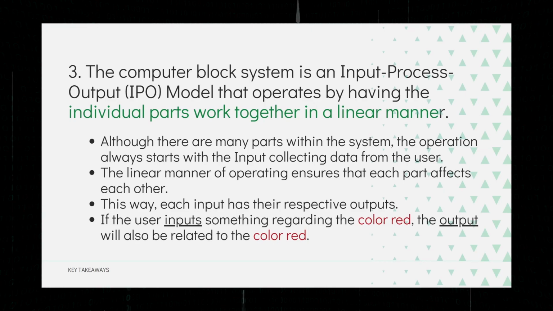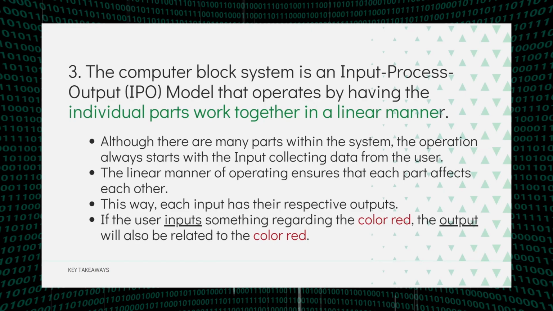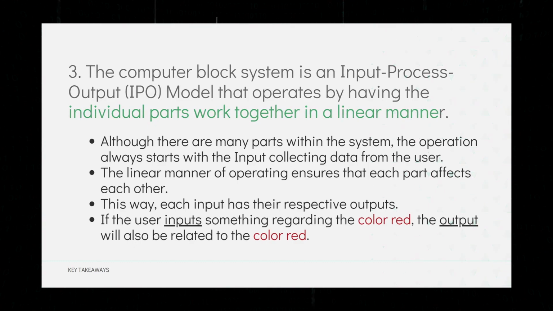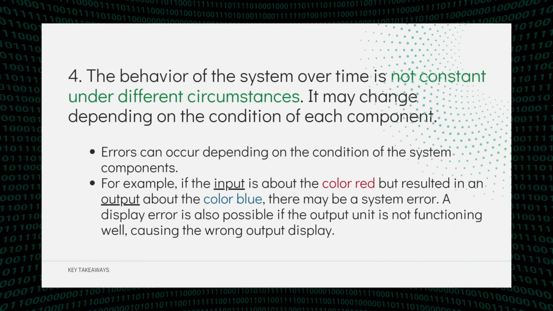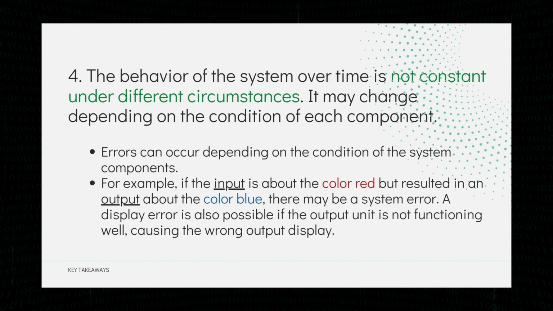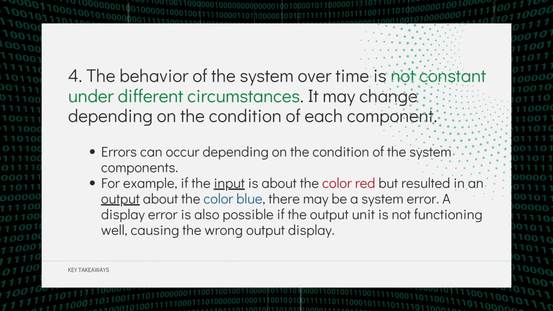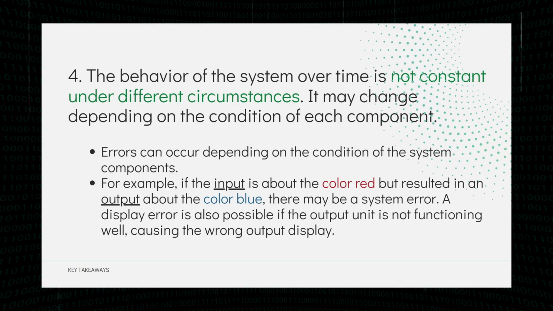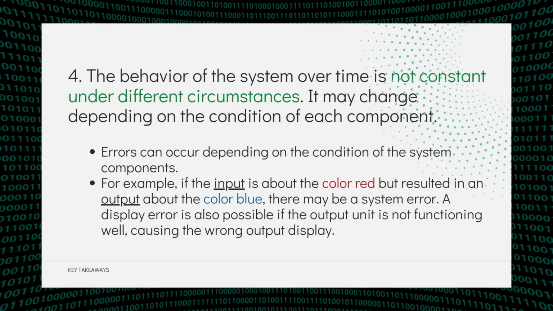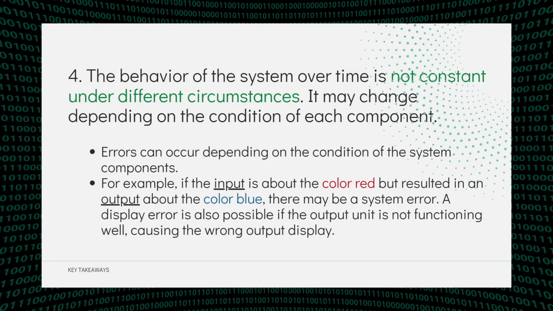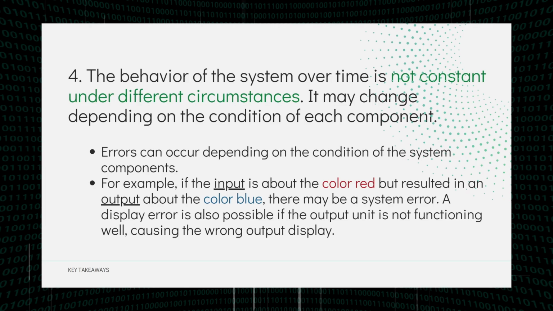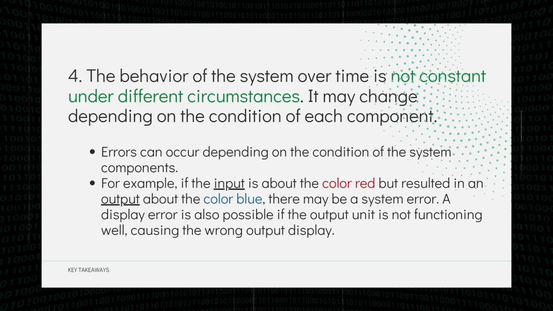Next, since the system is linear, all parts will affect each other. A change in the input will cause a change in the processing unit, and so on, or vice versa. Lastly, each part can affect the whole system. However, this linear system heavily relies on the input. The earlier example in number 3 depicts a well-functioning system, but over time, errors can possibly occur depending on the component's condition. Also, as the computer gets old, the quality of the components can decline, affecting its operation.